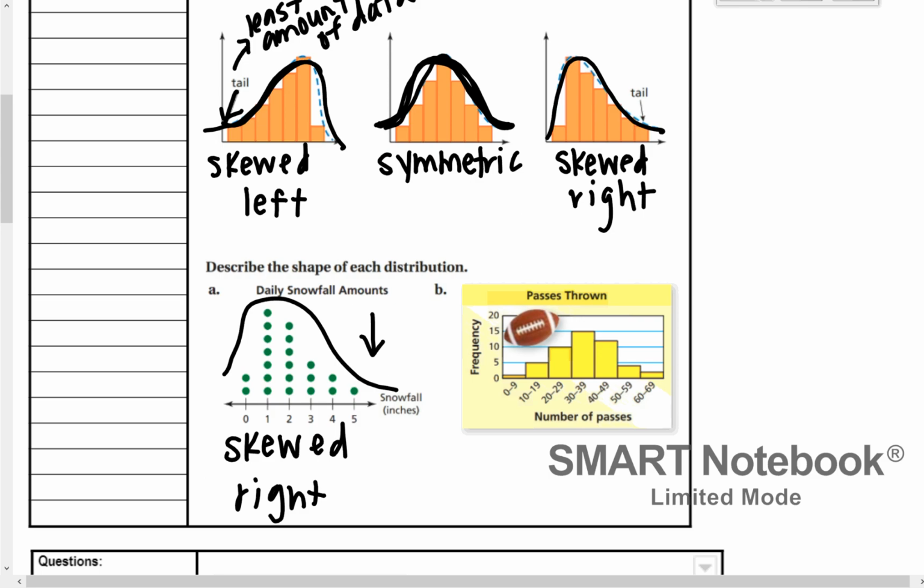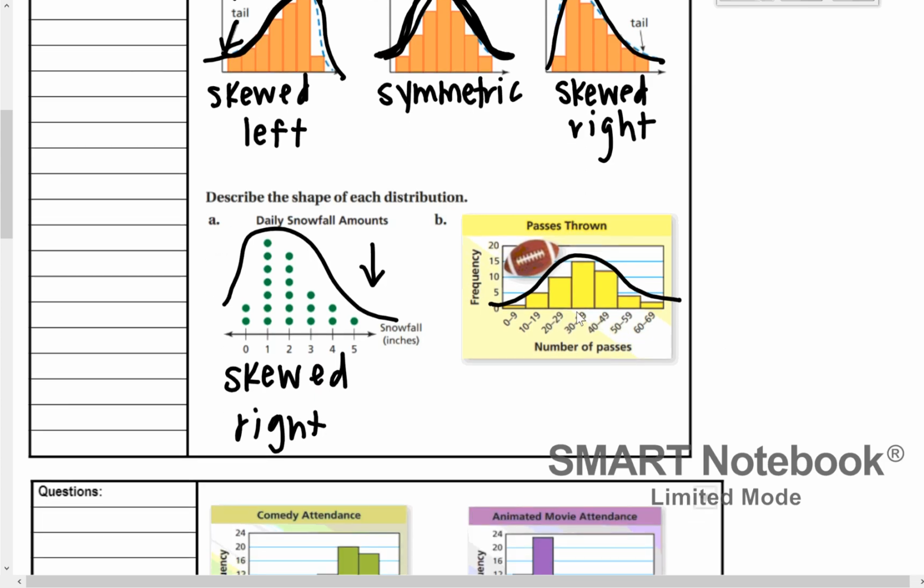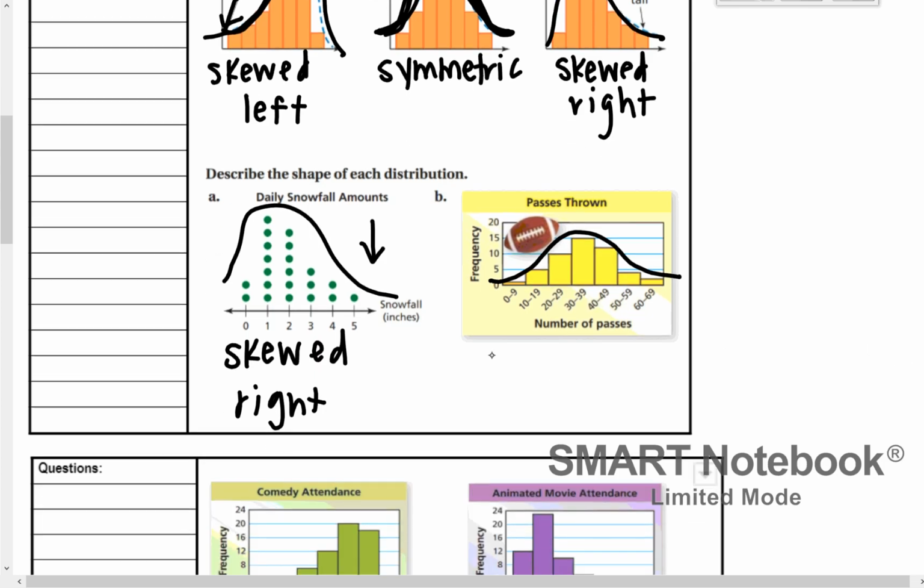For our passes thrown, looks like for football, we draw that little bell curve. And we are going to say that that graph is symmetric. It looks about the same on both sides. Okay.